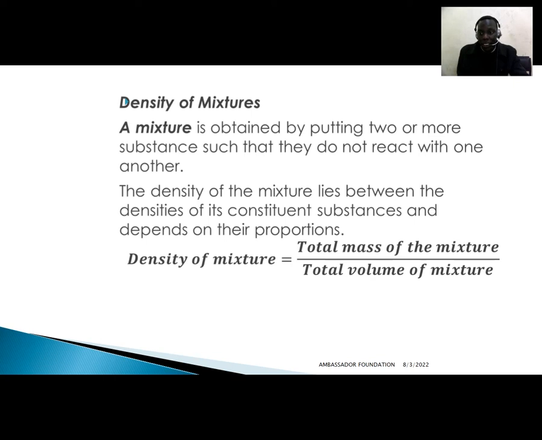Now, if you want to get the density of a mixture, simply get the total mass of the mixture and the total volume of the mixture. You deal with individuals. If it is water and ethanol, deal with water. Get the mass of water, get the volume of water. Go to ethanol, get the mass of ethanol, get the volume of ethanol. Add the masses, add the volumes. Density is given by total mass over the total volume of the mixture.